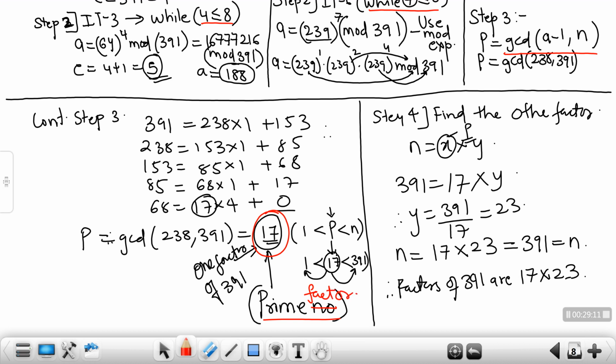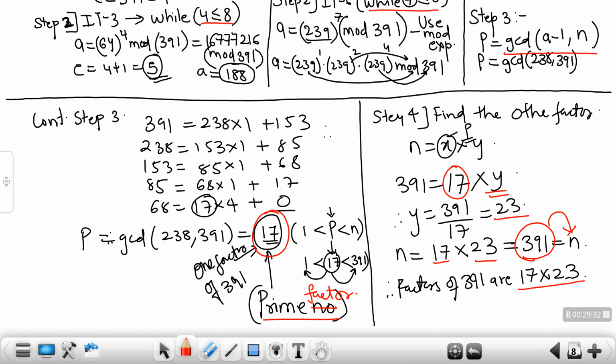Once I got my first factor, I can easily calculate my second factor, which is nothing but 23. Multiply 17 into 23 and check whether you get the answer n, that is 391. Therefore the factors of 391 are 17 and 23. So you have to solve more and more problems.